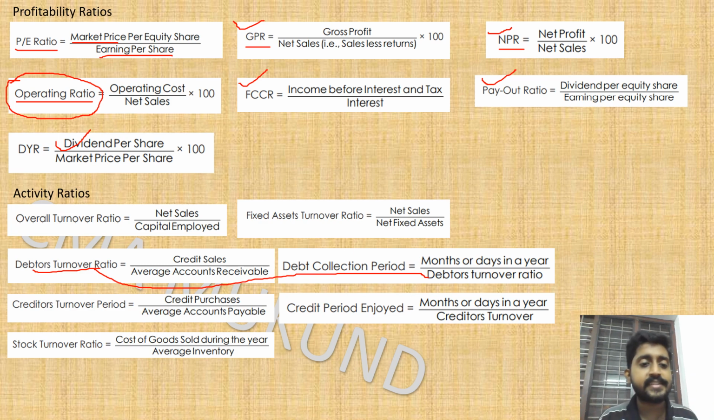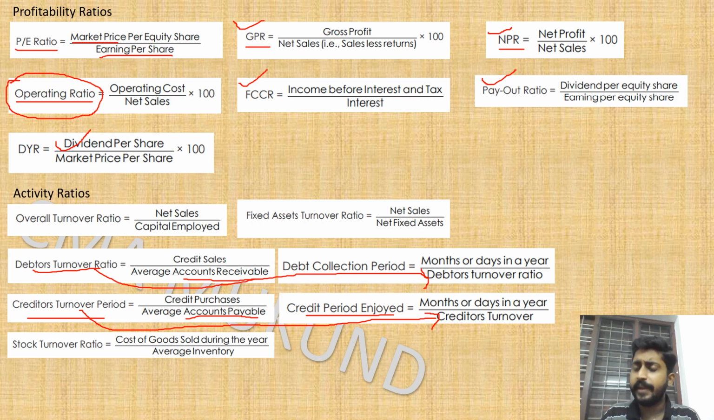Exactly the same thing applies for the creditors turnover ratio. Credit purchases: you have bought something from your suppliers or vendors and it is not an immediate payment, you are going to pay them at a later date. That is called credit purchases, divided by average accounts payable. So here it is average accounts receivable, and there it is average accounts payable. In the same way, there is the credit period enjoyed. Who is enjoying it? Our vendor or supplier is enjoying it. So it is the months or days in that period divided by the creditors turnover ratio. So that is the credit period enjoyed.